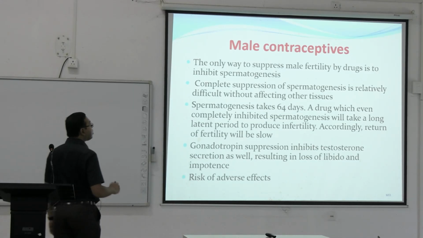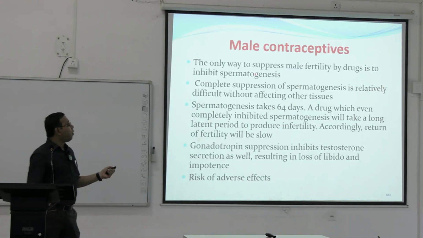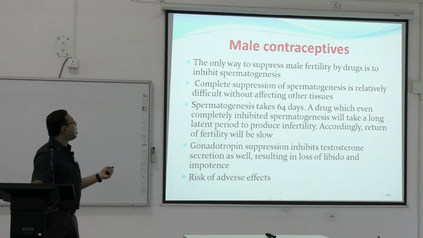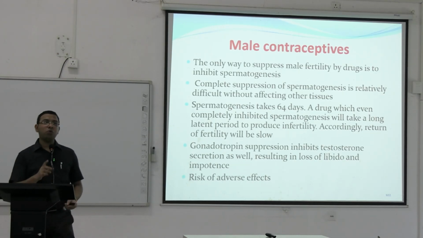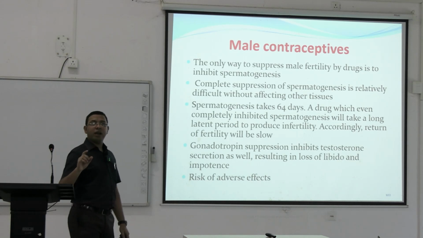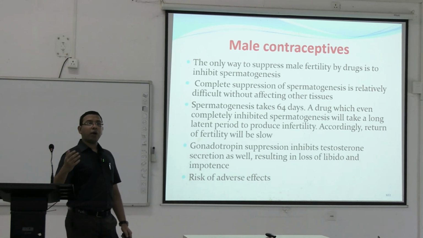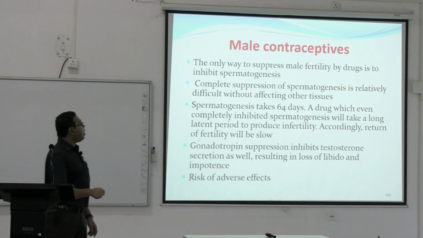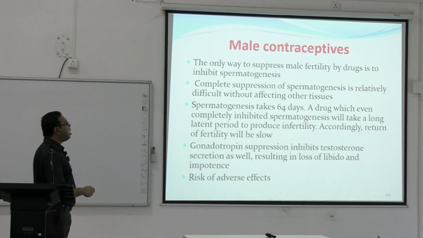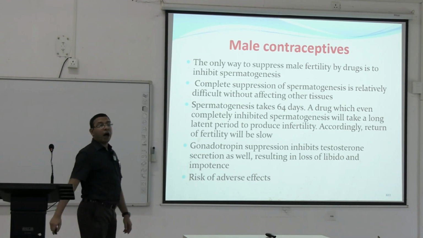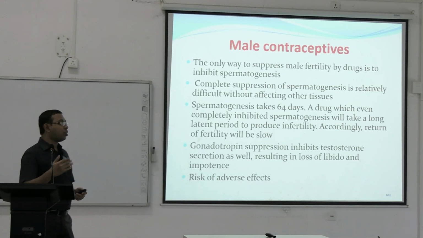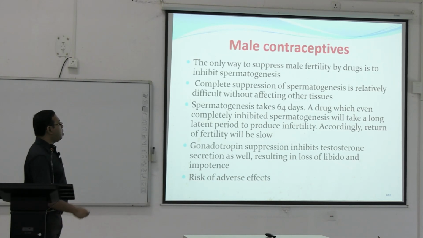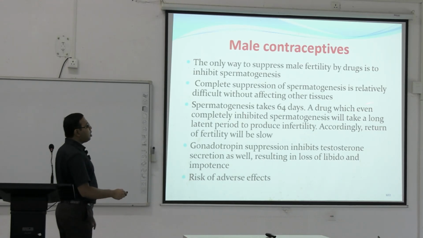Lastly, coming to the male contraceptives, the only way to suppress male fertility by drugs is to inhibit spermatogenesis. But the problem is that spermatogenesis takes approximately 64 days. So if you are blocking this or withdrawing this, there will be a problem. Complete suppression of spermatogenesis is relatively difficult without affecting other tissues. So when it is used, it approximately causes problems in other tissues also.